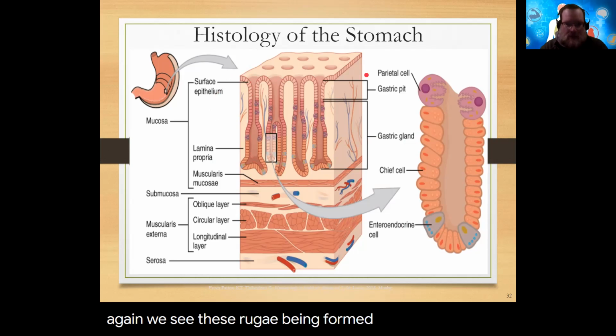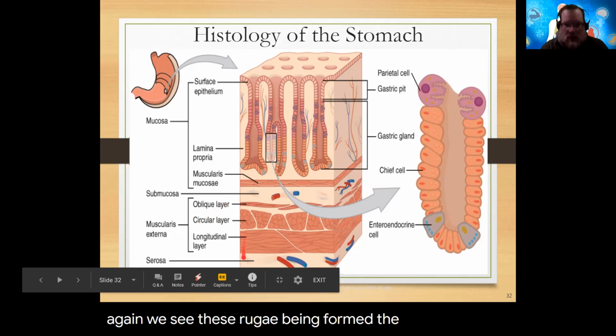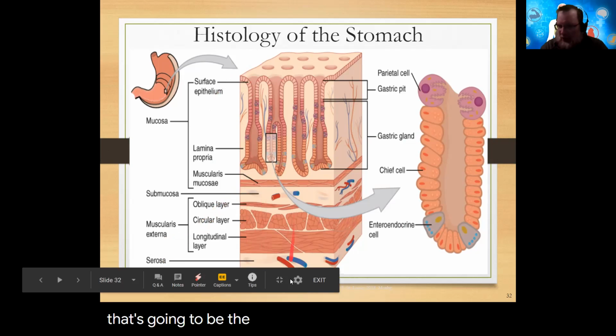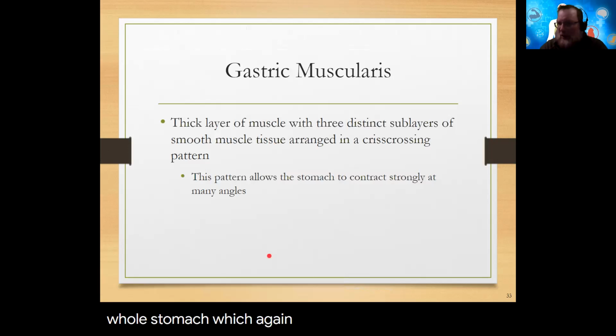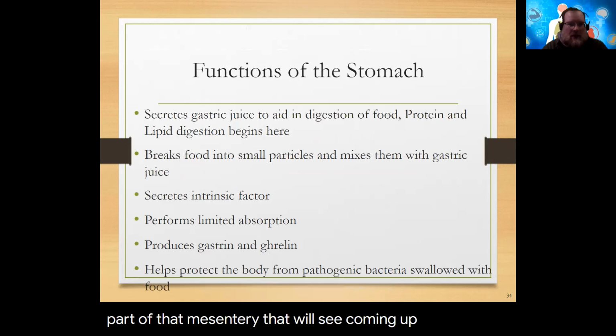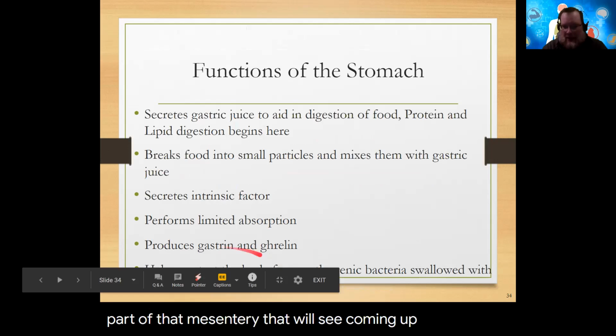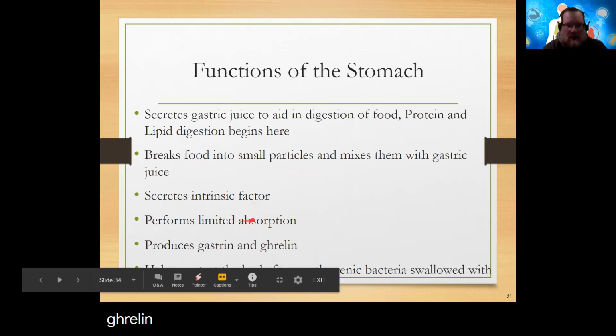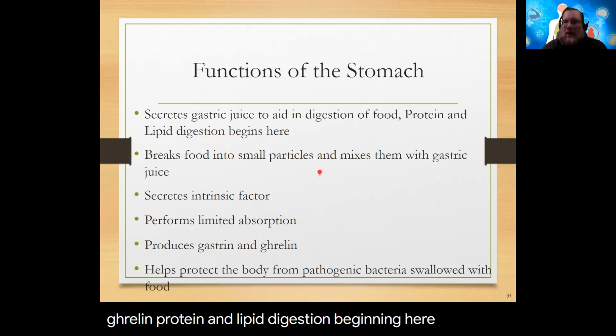And then the submucosa, that's going to be the connective tissue. And then the muscular layer, and then the serosal layer covering the whole stomach, which again is going to include and be a part of that mesentery that we'll see coming up. Functions, again, gastrin and ghrelin, protein and lipid digestion beginning here.